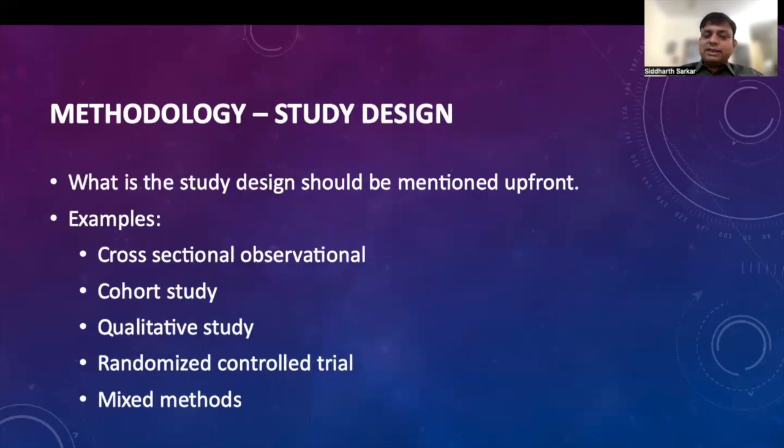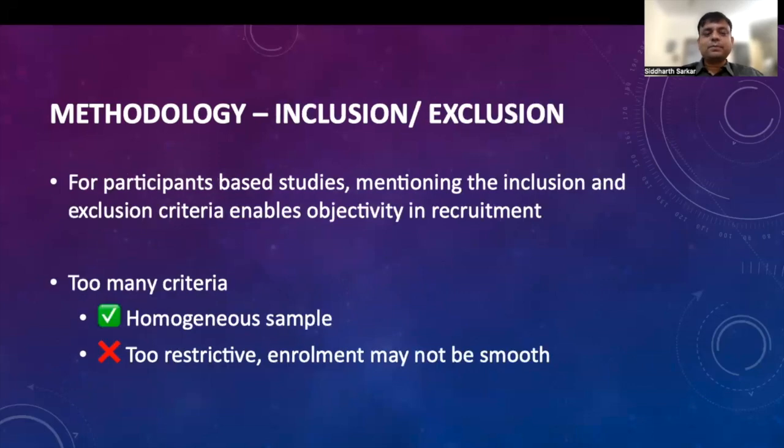Then you tell about the study design. The study design should be mentioned upfront. Examples of study design can be a cross-sectional observational design, a cohort study, a qualitative study, a randomized controlled study, or a mixed method study. Telling this upfront enables the reader to know the design of the study and what elements to expect in the further details of the methodology.